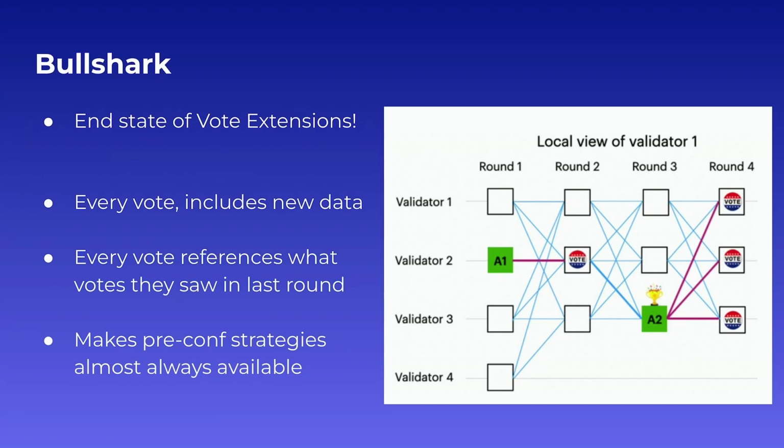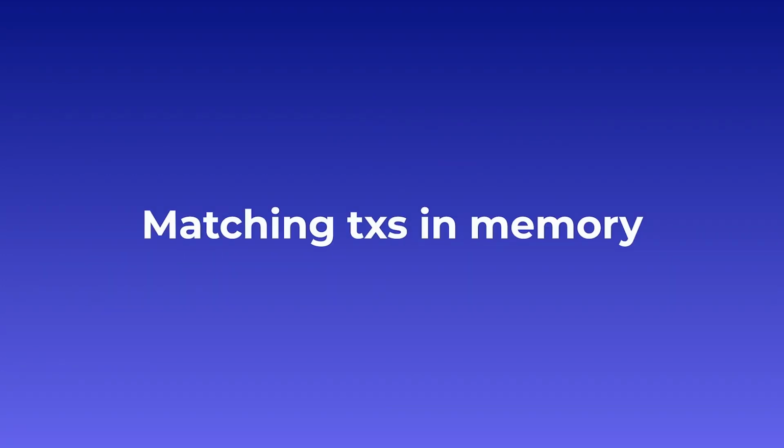And so one cool thing is it makes pre-comp strategies always available, and you get this property that if I talk to any block proposer, or any validator, once I see that their vote has been seen by 2/3 of other people, I know I'm going to be included. So this actually will drop the latency timings. Yeah, I'm excited for this.